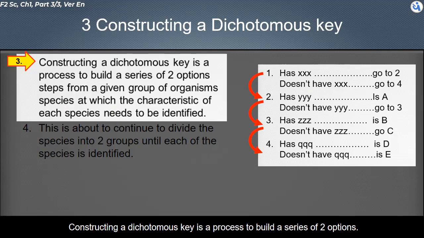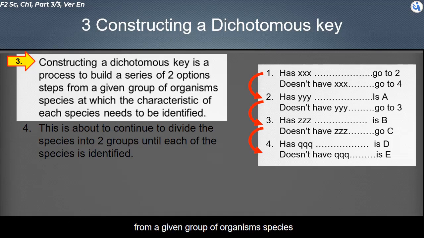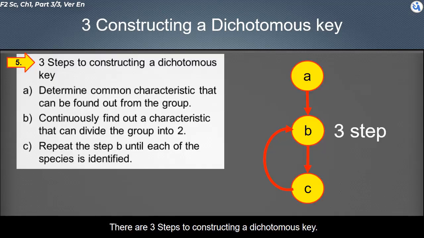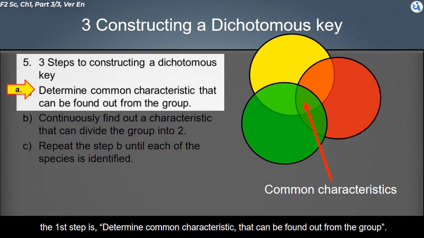Constructing a dichotomous key is a process to build a series of 2 options from a given group of organisms or species, in which the characteristic of each species needs to be identified. This is the process of continuing to divide the species into two groups, until each of the species is identified. There are 3 steps to constructing a dichotomous key. The first step is to determine common characteristics that can be found from the group.